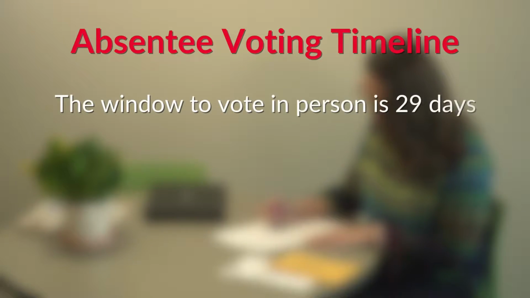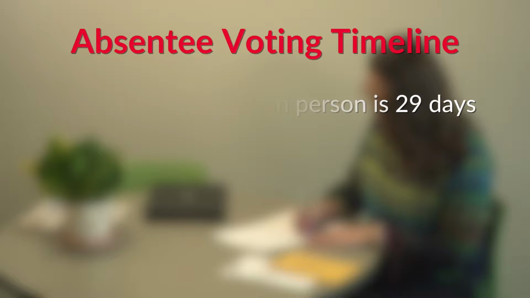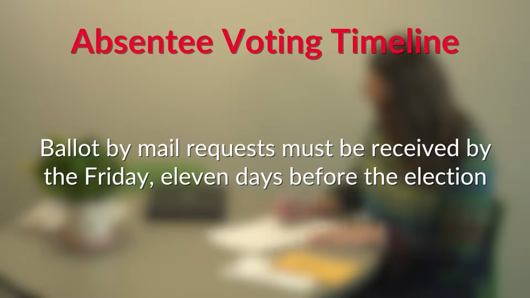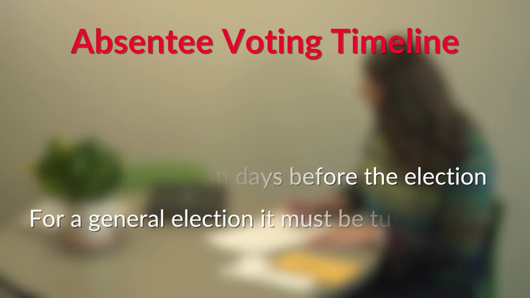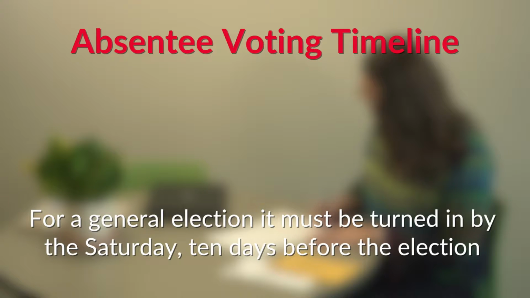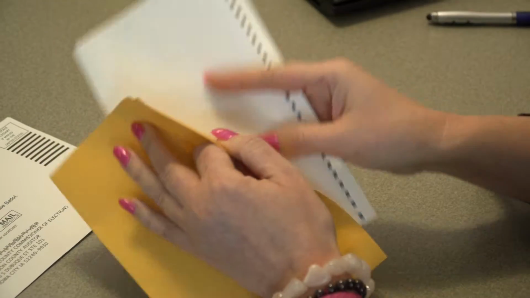You should also be aware that the window for absentee voting recently changed. The window to vote absentee in person is 29 days. And if you're requesting to receive your ballot by mail, the request form must be received by the county auditor's office by the Friday 11 days before the election. When the request is for a general election, it must be turned in by the Saturday 10 days before the election. So it's important to be aware of the deadlines to get registered and take advantage of absentee voting.